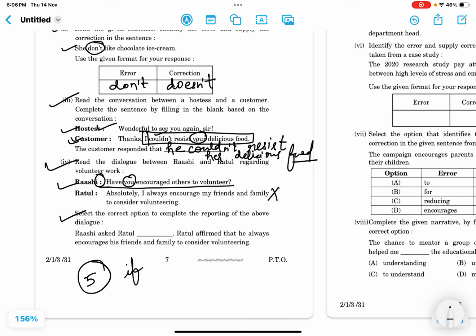Okay, this question is an MCQ. "If" or "whether," both can be used in the interrogative. So here we have to find out the correct option: whether he had. You can see the first option is "he encouraged," then "he encouraged," then "he is encouraged," then "he had encouraged." So B is the correct answer.